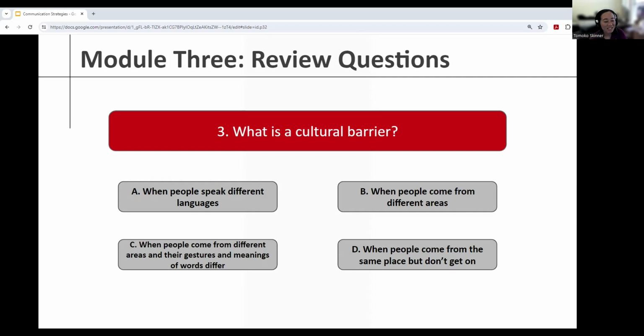Okay, what is the correct answer? C. Yes, correct. C is the correct answer. There can also be times when people speak the same language but are from a different culture where different words or gestures can mean different things.